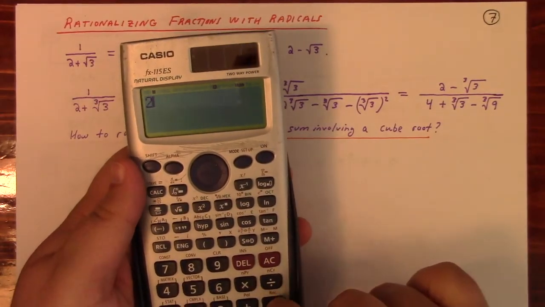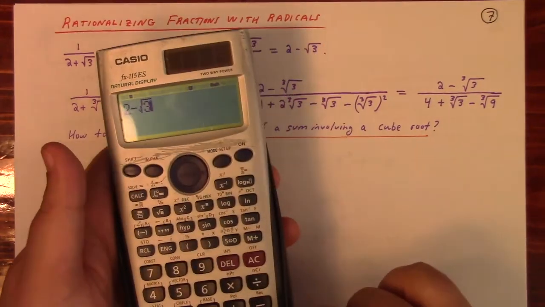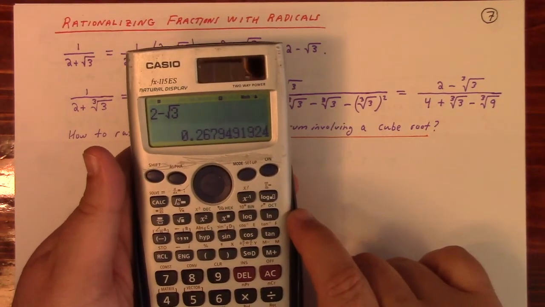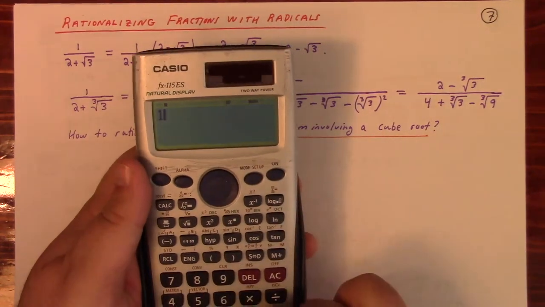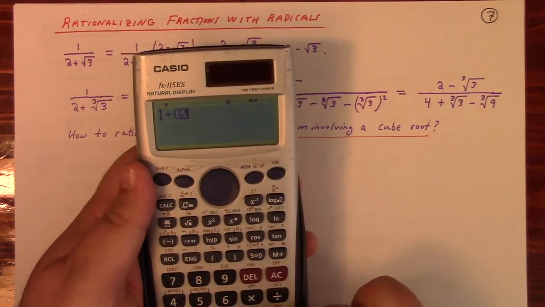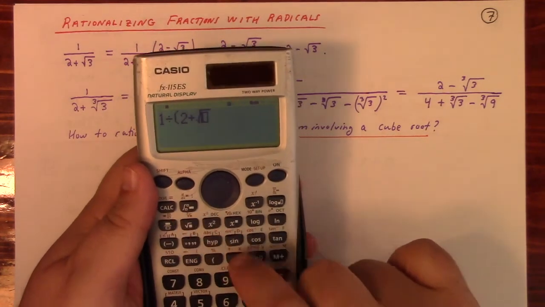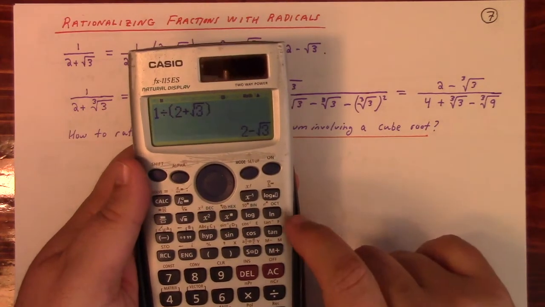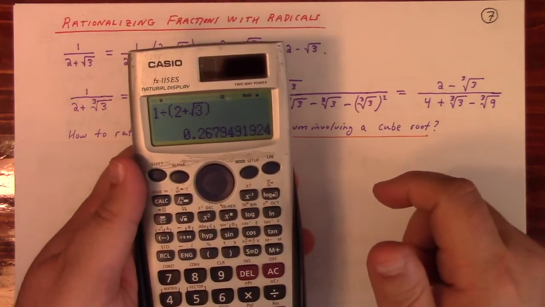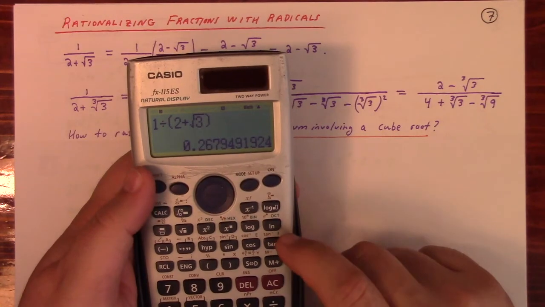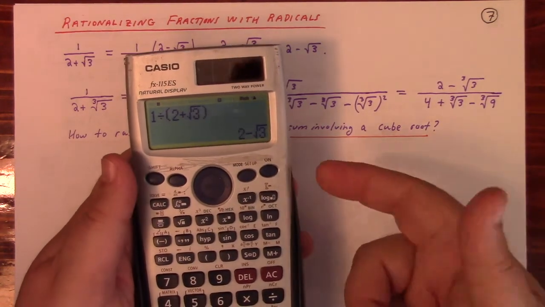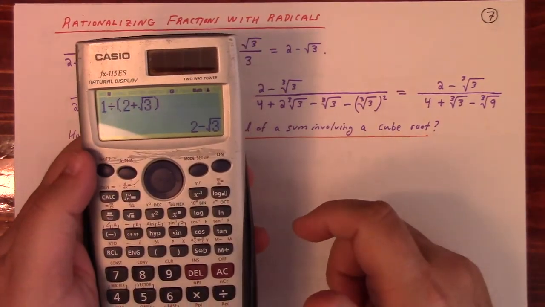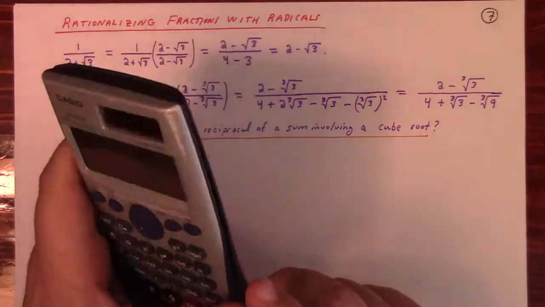If you want to convince a student, what do you do? You show them it works in the calculator, because that's what they believe, right? So 0.2679, and let's try 1 divided by parentheses 2 plus the square root of 3. 0.2679, what do you know? So, in fact, this thing even knows that it rationalizes like that, right? This calculator actually will rationalize reciprocal fractions.